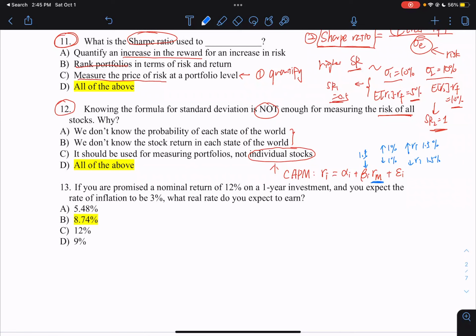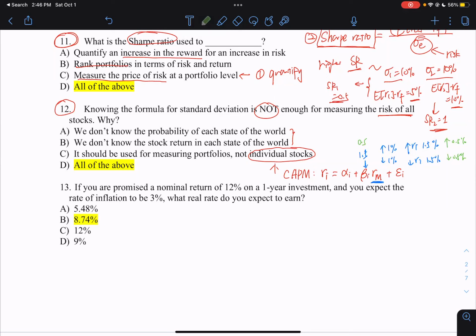But if beta is very low, say 0.5, it means if the market goes up 1%, your individual stock return will only go up 0.5%. And the other way around, it will go down 0.5%. So you can see beta measures how the individual stock responds to the market change. If the market changes a little bit and the stock changes a lot, we call this stock risky. If the market changes a lot and the stock doesn't change a lot, which is the low beta case, we call it less risky.